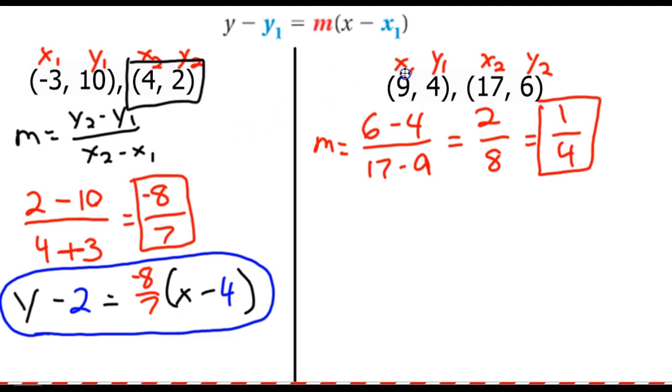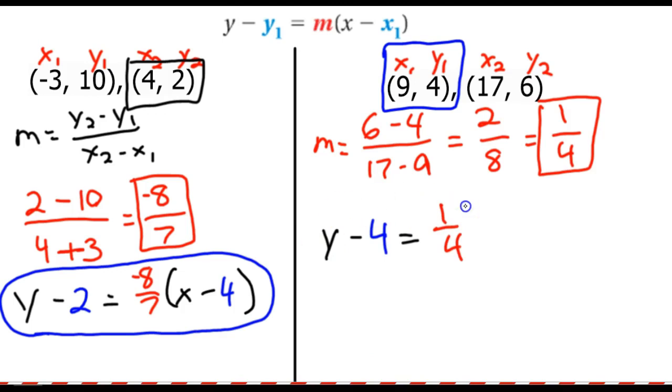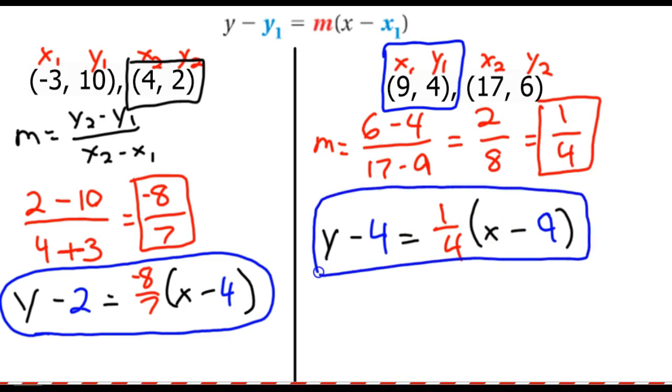Then we got to pick a point to put into our equation. Let's pick this point because we already have x1 and y1, so that makes it easier. So we have y minus our y1, which is 4, equals our slope, which is 1/4, times x minus x1, which our x1 we decided was 9. So those are our equations in point slope form.